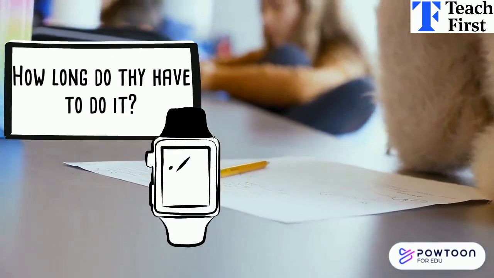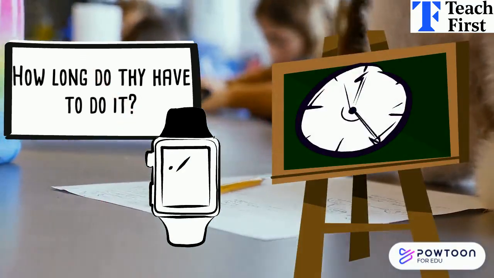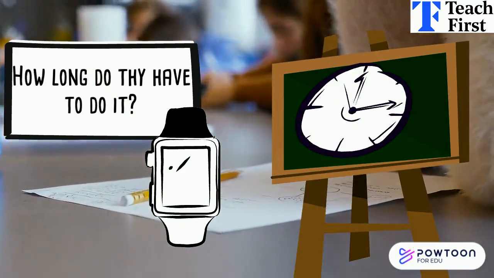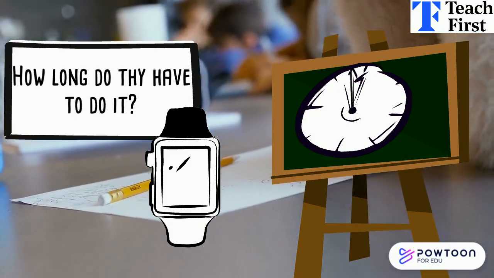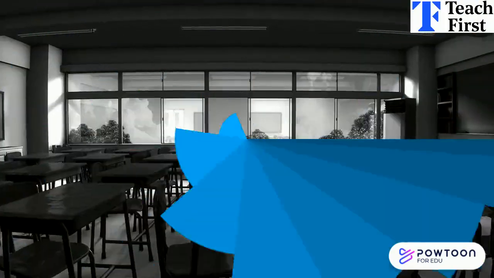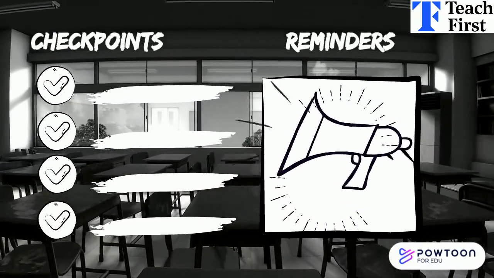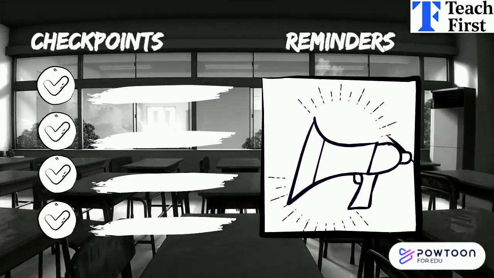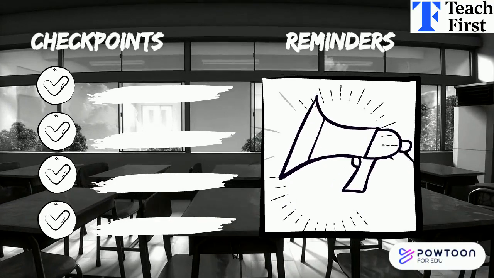Time which students have to complete tasks should be made explicit. Physical timers, shown on a whiteboard, form an excellent tool to keep students on task and pace the activity. Regular checkpoints and reminders of the time remaining should accompany this and support students to be on task throughout all of the allocated time, as opposed to rushing to complete the activity at the very end.